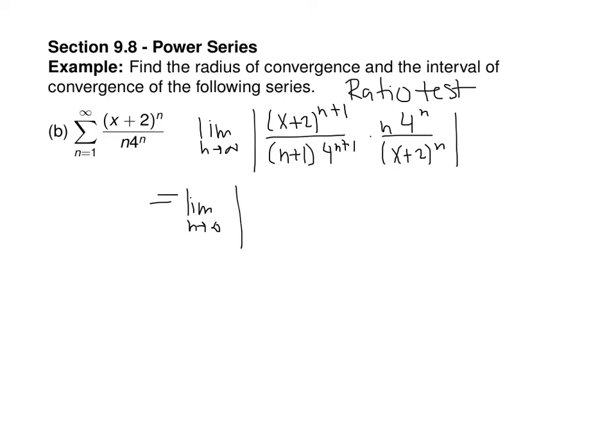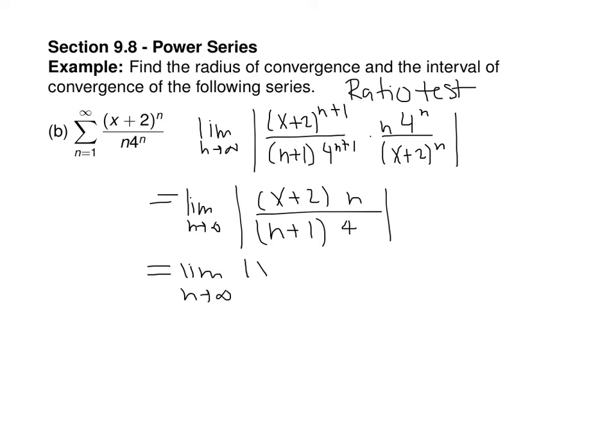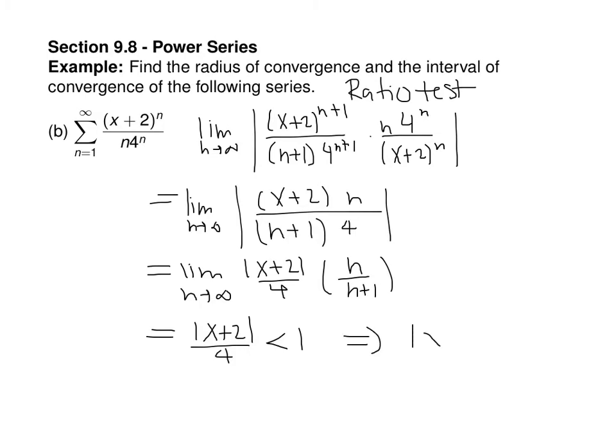So that's going to give us x plus 2 times n over n plus 1 times 4. And that will be the same thing as the limit as n goes to infinity of the absolute value of x plus 2 over 4 multiplied by n over n plus 1, which is the absolute value of x plus 2 over 4. So as long as that is less than 1, we will have convergence. And that implies that the absolute value of x plus 2 is less than 4. So thus the radius of convergence is 4.